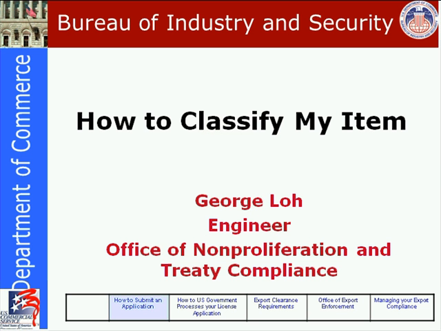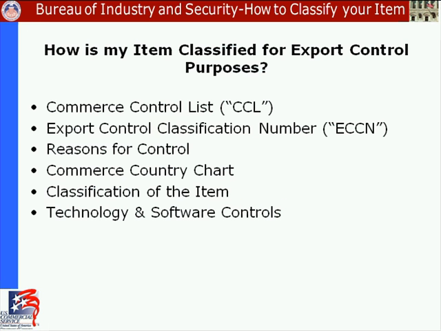So we'll try to learn how to classify an item. Now, I will cover the Commerce Control List, abbreviated as CCL. And inside the CCL, we have many ECCNs. That means Export Control Classification Number.